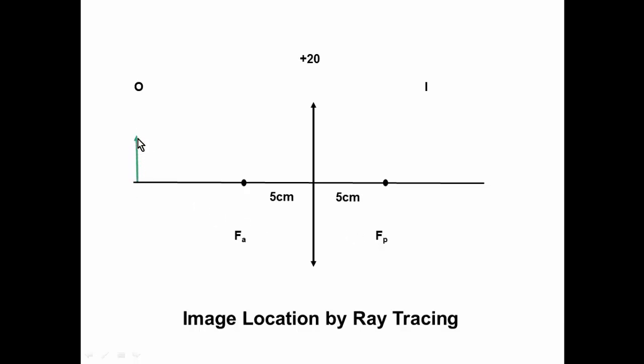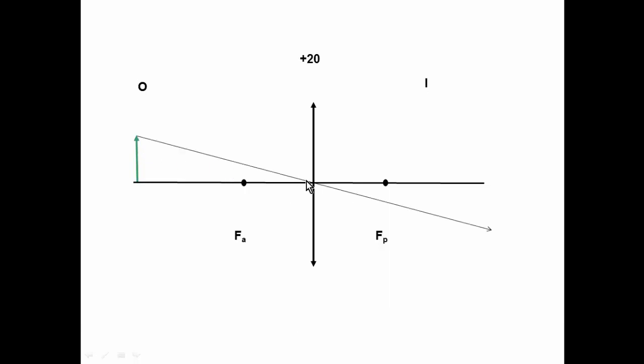Here's an example of what an object may be, and to ray trace you need two rays. One goes through the optical center of the lens, the other one goes perpendicular to the lens and then through the focal point. Where those two rays intersect is the location of the image, and in this case the image is inverted and it appears to be minimized.